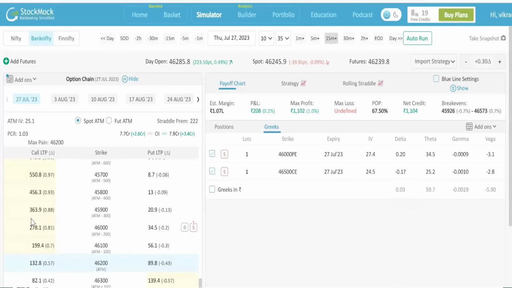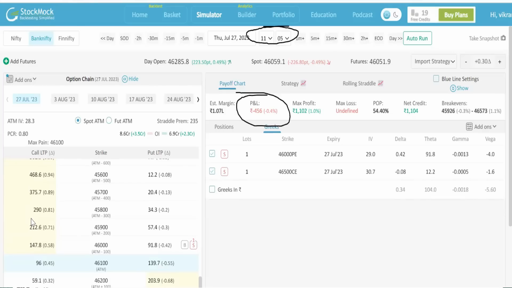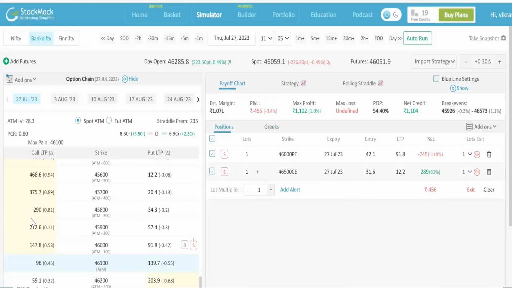Let us play it. Okay, still we are in profit, and suddenly you can see that at 11.5 profit turned into loss, and delta has suddenly become 0.34. What we are saying is that we will adjust the position when the delta difference becomes 0.20 or more, right? Now we have to adjust the position. How will we adjust the position? We cut that leg which is already in profit. So you can see that the 46,500 call option is already in profit.